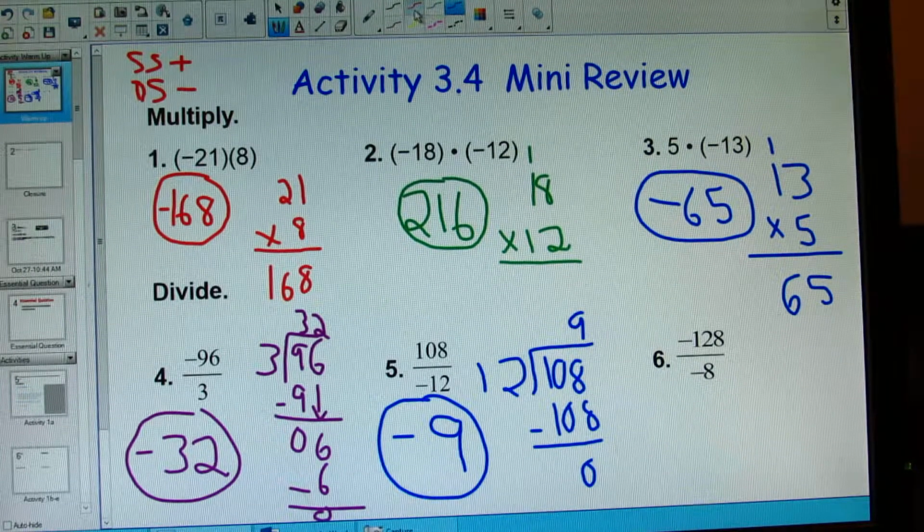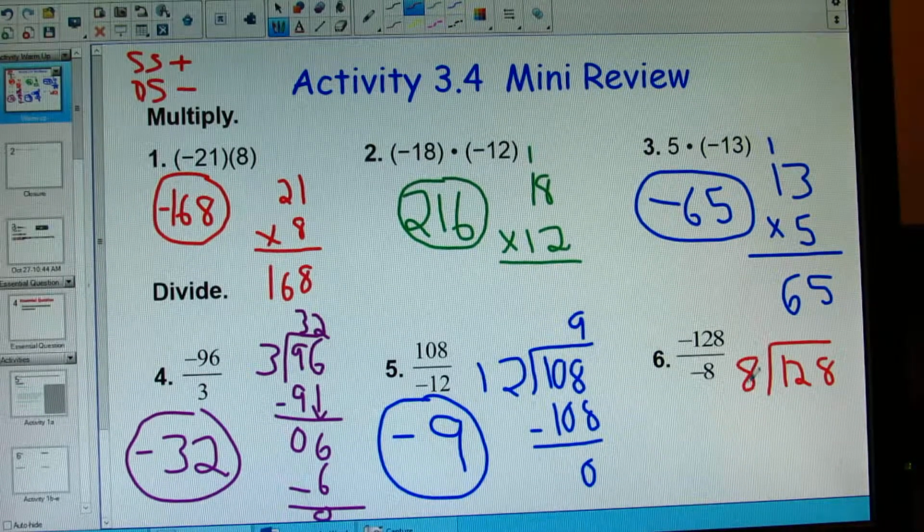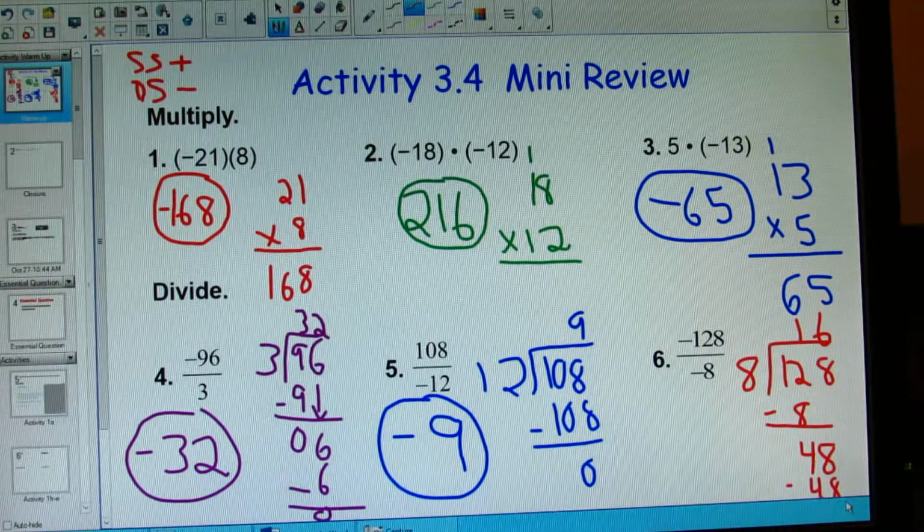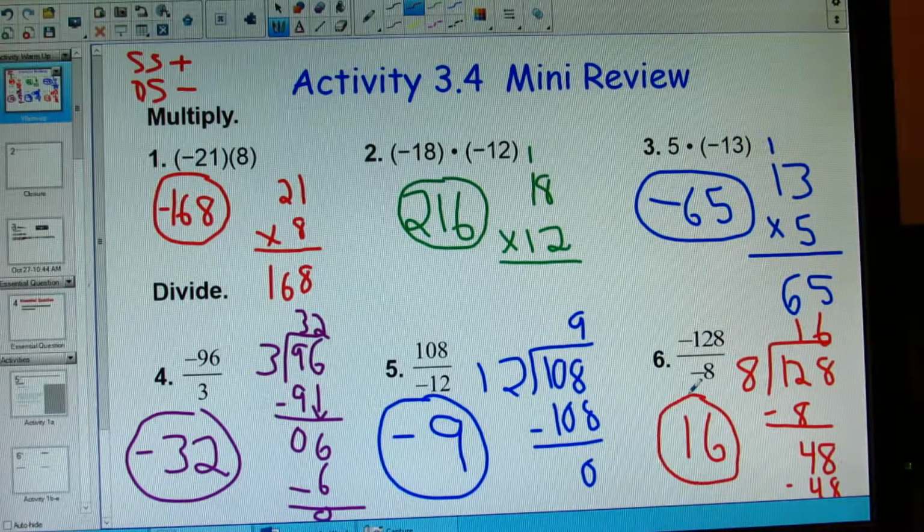And finally, the last one. Negative 128 divided by a negative 8. Okay? If I'm long dividing by 8, 8 can't go into 1, but it can go into 12 only one time. 1 times 8 is 8. I subtract. I get 4. I bring down the 8. 8 goes into 48 exactly 6 times. And I would subtract and get 0. My answer is going to be 16. Because these signs are the same, my answer will be positive 16.